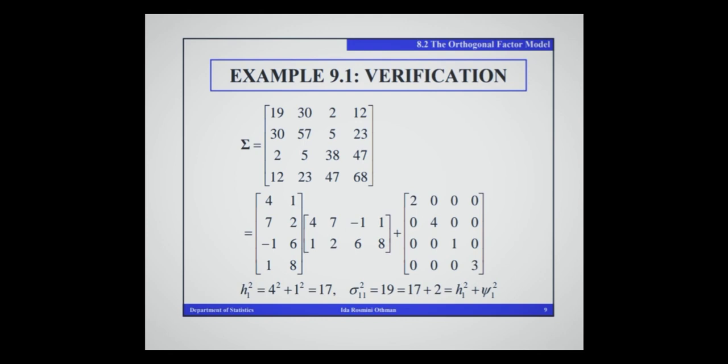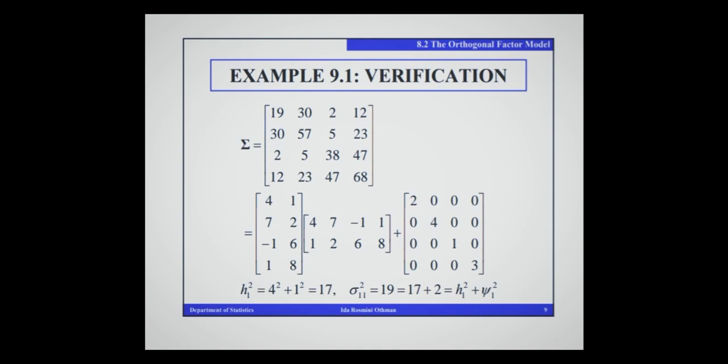Okay, let's say here. Okay, let's say we have the big sigma kat sini, which is the variance covariance matrix for X. So from here we can see that we have 4X. Betul tak? We have 4X. 19 ni, 19, 57, 38, 68. All of these adalah variance for X. Dan 30, all the other element adalah covariance between X. Kan?